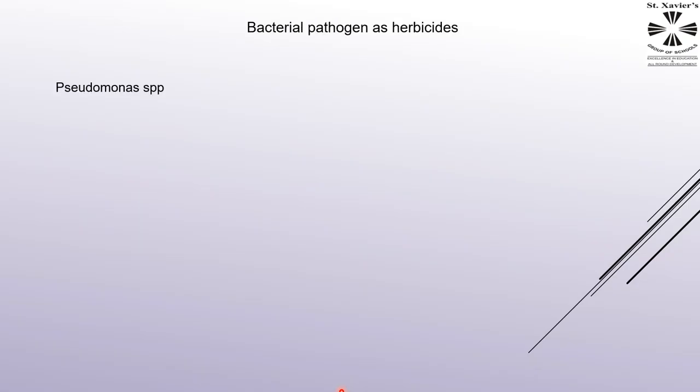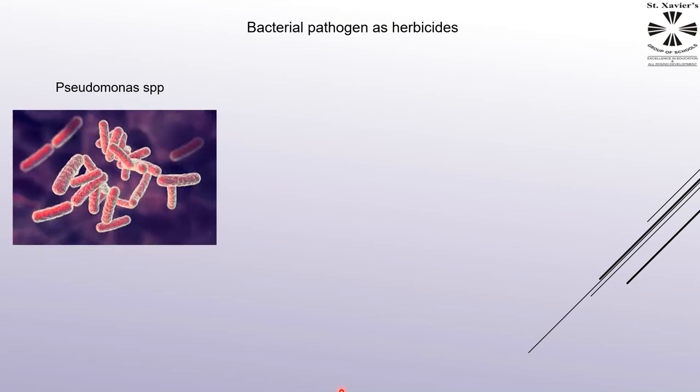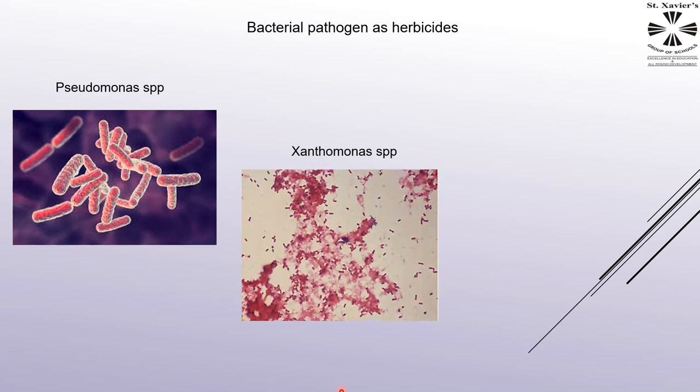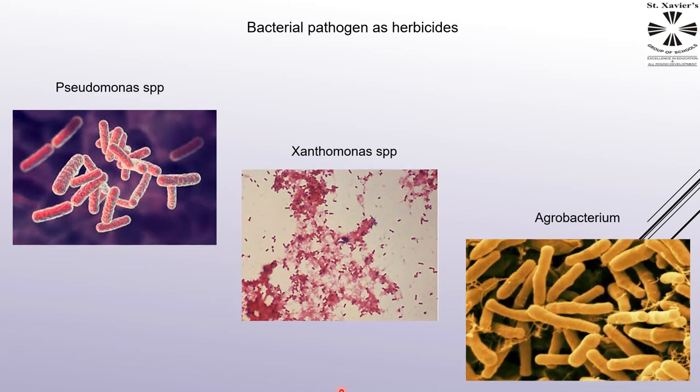Bacterial pathogenic herbicides. Till now we studied about the fungus. Now let's study about the bacterial. This is Pseudomonas species, Xanthomonas species and Agrobacterium. Pseudomonas, Xanthomonas and Agrobacterium can be used as herbicides.